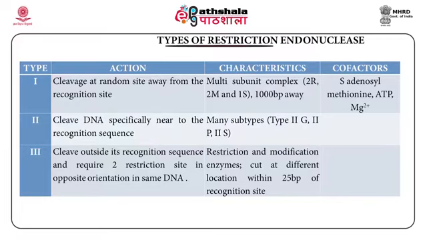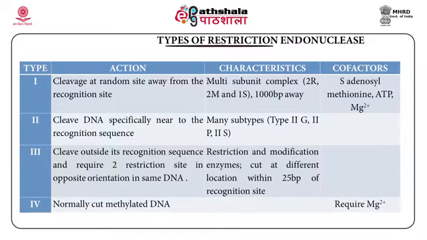Okay, and the characteristics of this restriction endonuclease type 3 is it can modify the enzyme, cut at different location within the 25 base pair region. Fourth type of the restriction endonuclease is type 4, which basically cleaves the methylated DNA, and it also requires magnesium ion as a cofactor.